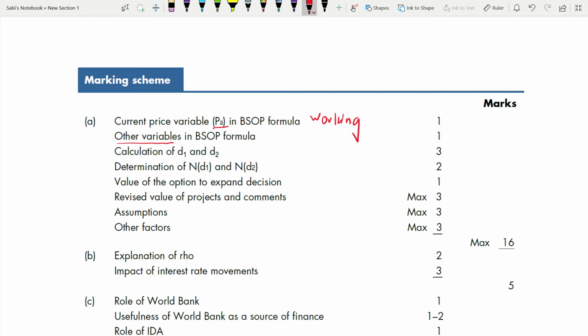Coming to the calculation of D1 and D2, 3 marks. Maybe 2 marks for D1 and 1 mark for D2. More marks for D1 because D1 has a lengthier equation to solve. Now coming to ND1 and ND2, just 2 marks. One for ND1, one for ND2. Coming to the value of option to expand, the decision itself is 1 mark.